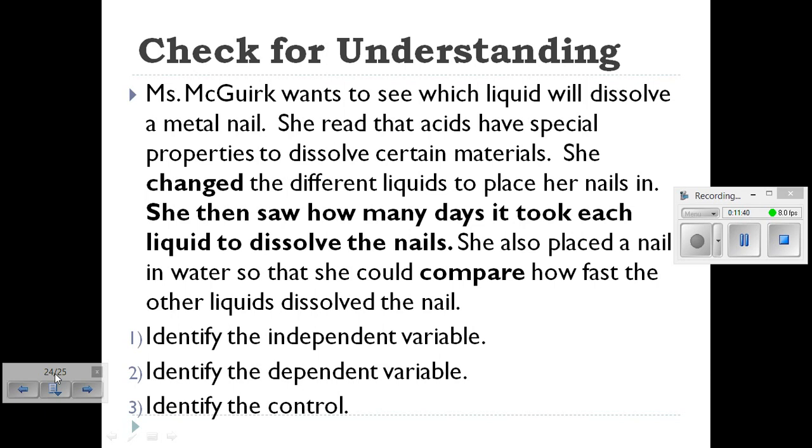Think about what the independent variable would be. Think about the dependent variable. And think about the control. Remember, the independent variable is usually something that is manipulated or changed. The dependent variable is the variable that is impacted by this independent variable or change. And then the control is the thing that is compared to.